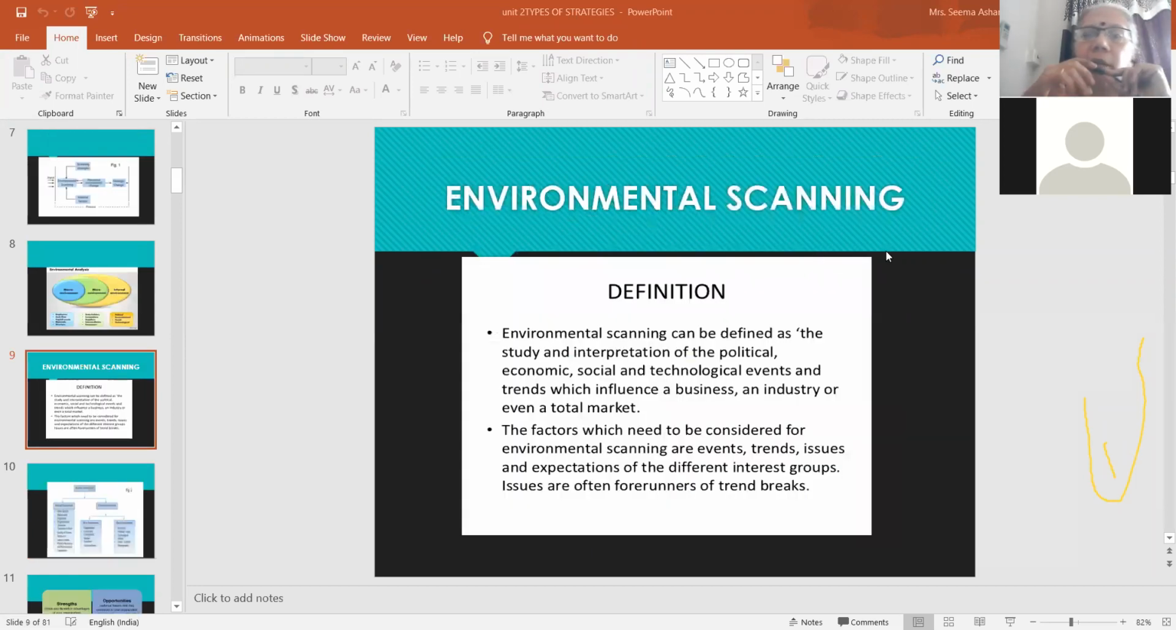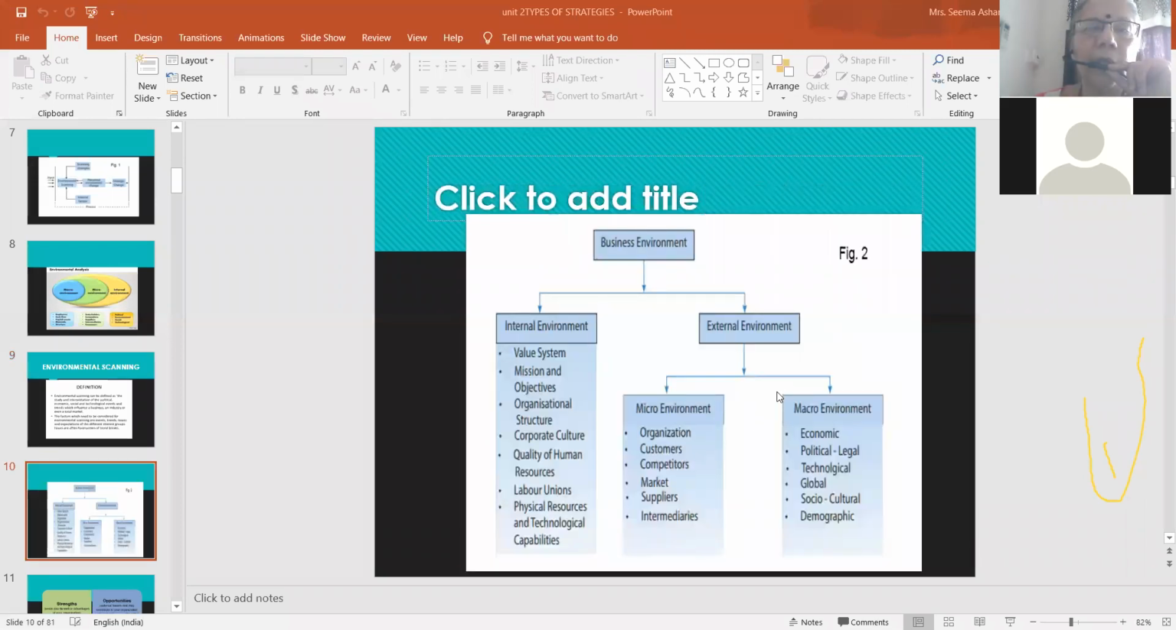Environmental scanning is a very important activity which should be done by the top management, where the top management will try to study the external macro environment, try to find out what is happening in the external macro environment, as well as study the internal environment, and then frame strategies according to the environment. This is the detail components of business environment: internal over here and external, divided into micro and macro.